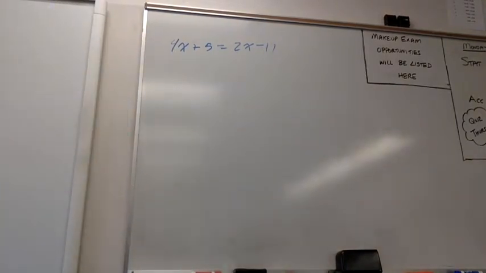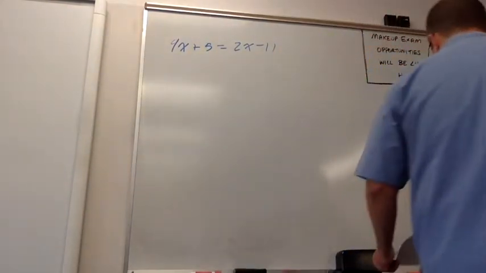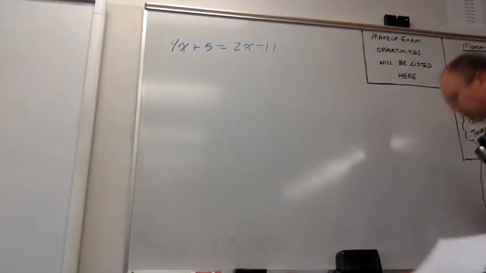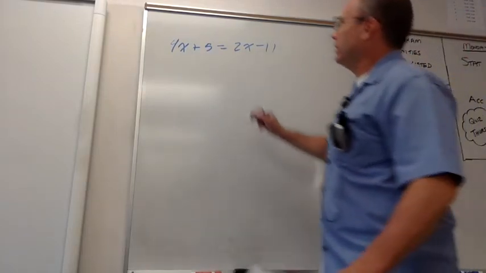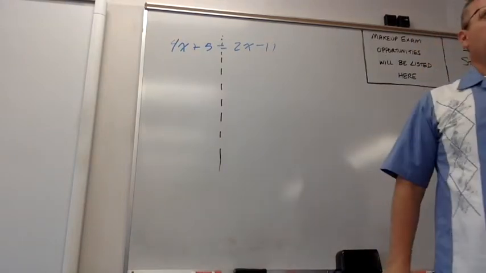Question number 1, I just want to walk through it. And I know sometimes it might be a little slow walking through, but in order to get everybody on the same page, do I have like terms on the same side of the equal sign on this? No. I have 4x plus 5. Are those like terms? No. Is 2x minus 11 like terms? No. Okay? So from there, I don't have like terms. So here's my dotted line. I know it's not quite as fancy as the other one.